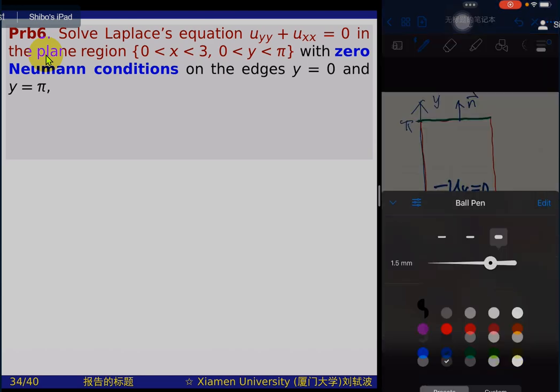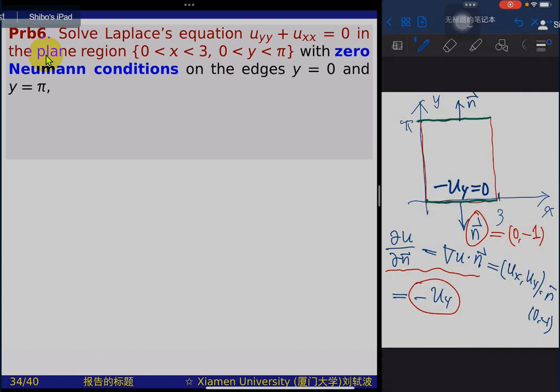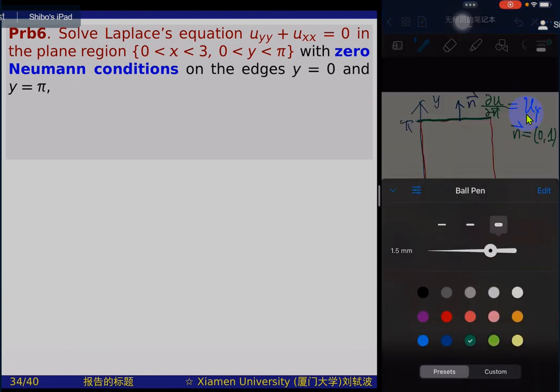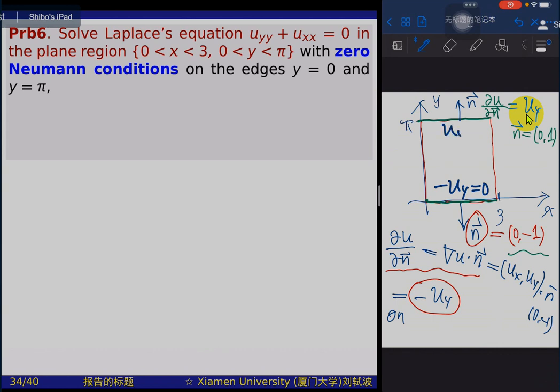Similarly, by the same argument, on the top boundary, the normal derivative is just uy. Because in that case our n is not (0, -1) anymore. On the top boundary, n is just (0, 1). So by the same calculation as the bottom, you will see that the normal derivative on the top boundary is just uy. So this is also a zero Neumann condition. So uy is 0 here on the top.